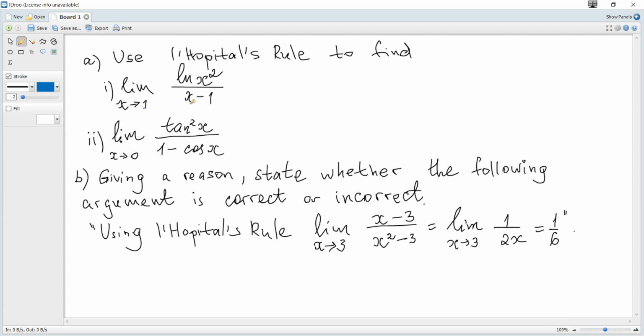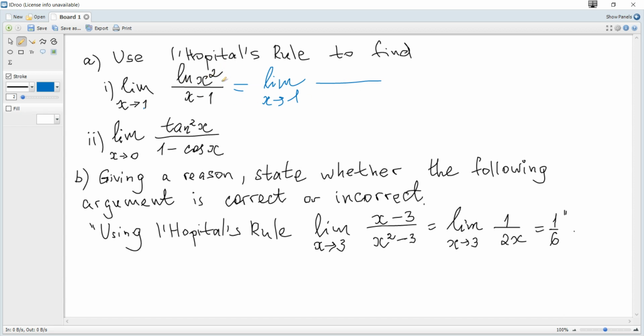So let's check here. When x is 1, we get ln of 1, which is 0, divided by 1 minus 1, which is 0, so 0 over 0, and L'Hopital's rule can be applied. It says that such a limit is equal to the limit, when x tends to 1, of the derivative of the numerator divided by the derivative of the denominator.